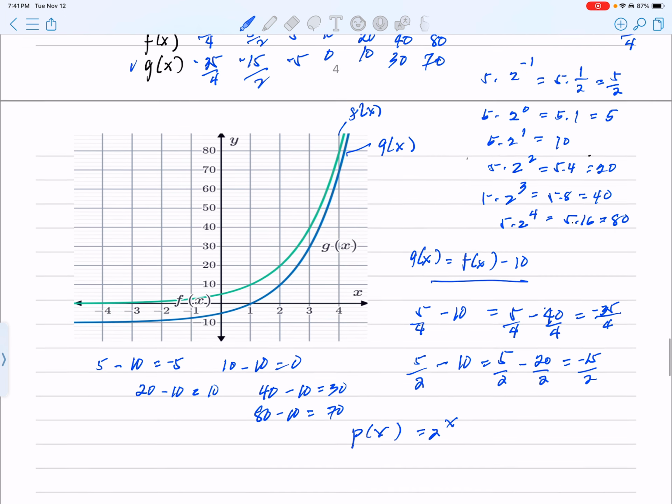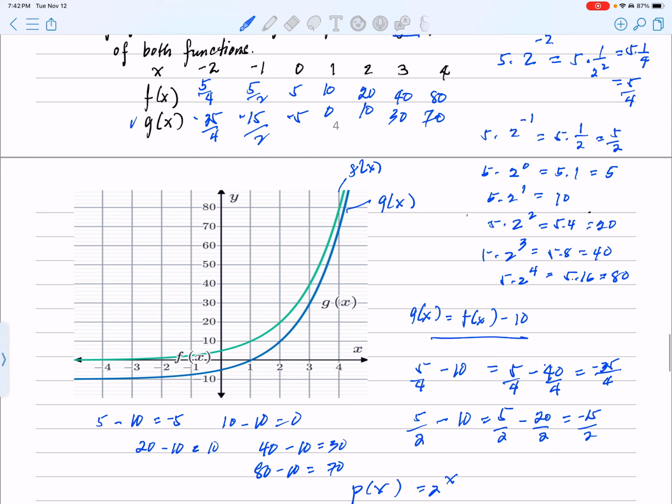So let's see. Where is the negative 2 here? Right here. So maybe this is negative 35 over 4. Wait, I'm going to get my calculator to have a fixed value in the graph.